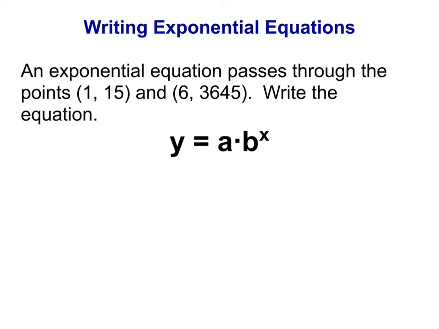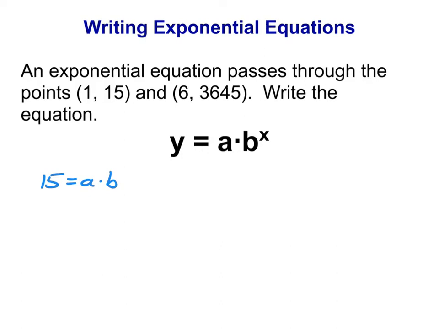When I do that with the first point, I'm going to be starting with the y value here, so that's going to be 15 equals, now a and b are what I don't know, so it's going to be a times b to the power of x. Now x I do know because that's from the point here, so that's going to be b to the power of 1 there, which actually is easily simplified, of course, because b to the power of 1 is just b. So I'm just going to go ahead and write that as 15 equals a times b.